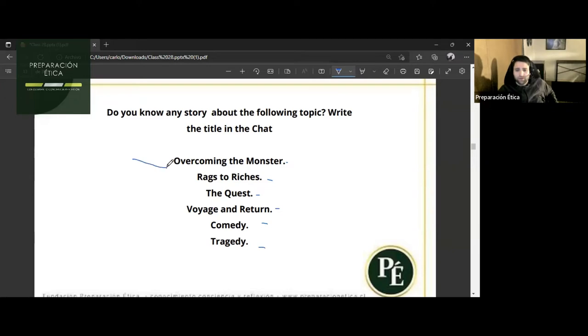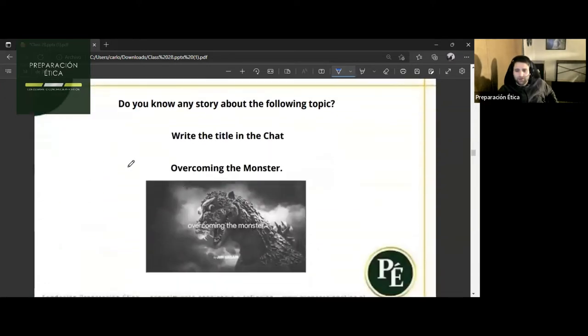We're going to start with this one, so let's go right into that. Do you know any story about the following topic? For example, Overcoming a Monster. It could be a movie, it could be a book, could be a comic, could be an anime, about something like that. Overcome es un verbo que significa superar o vencer, in this case. También puede ser overcoming a phobia, for example. But in this case, I want to ask you, do you know any movie or book about overcoming a monster? There are a few. Maybe you remember.